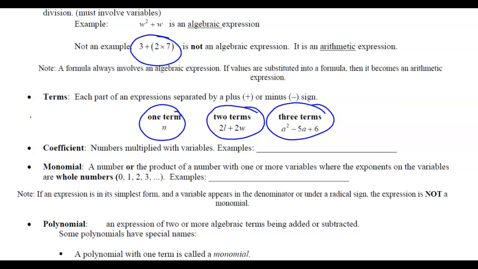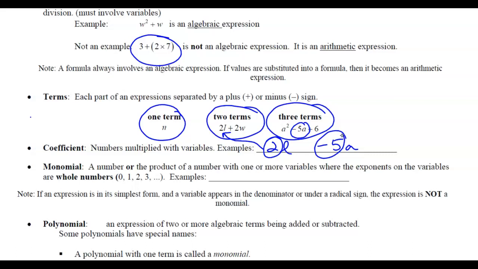Okay, a coefficient. Those are the numbers that are multiplied with variables. So if we just look back at, say, this example, 2L, the 2 is the coefficient, okay? If we look back at this here, negative 5A, the negative 5 is the coefficient. You take the sign in front.